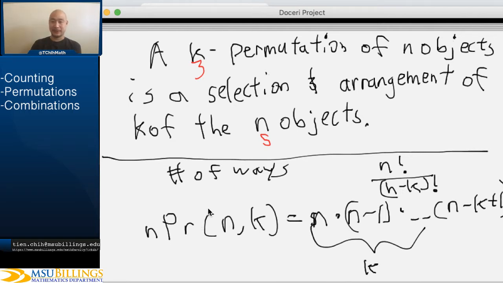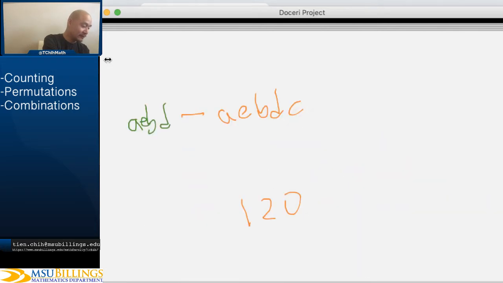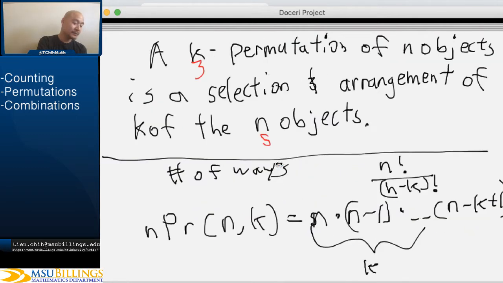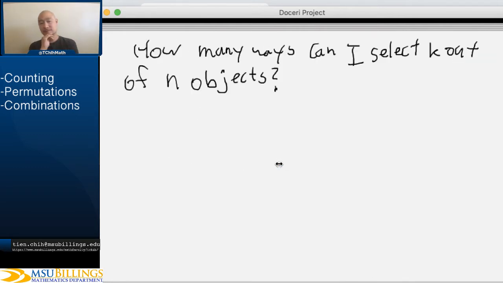Well, here we have permutations, and a permutation is a selection and arrangement, right? So if I pick k out of the n objects and I arrange them. So if we go back further to these, AB and BA are considered different arrangements, but they're the same selection, right? Like it's still the same 2 things I picked out of the 5. And so very often, the order in which I pick things does not matter, right?